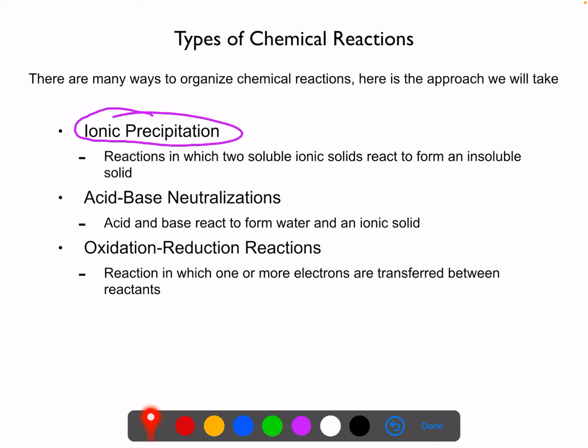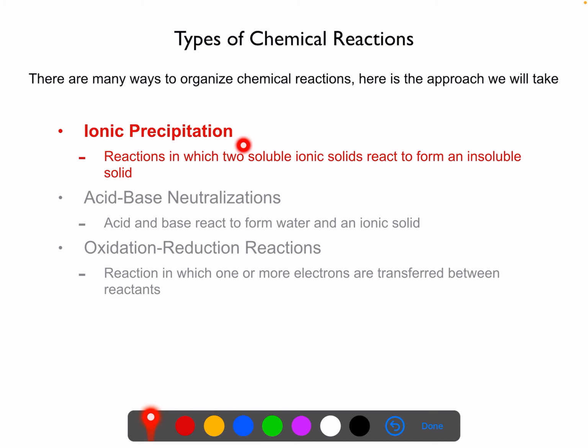And then later on, we'll talk about acid-base reactions, in particular acid-base neutralizations. And then lastly, we'll talk about oxidation reduction reactions. But first, let's deal with ionic precipitation reactions. We can define this as reactions in which two soluble ionic solids react to form an insoluble solid.